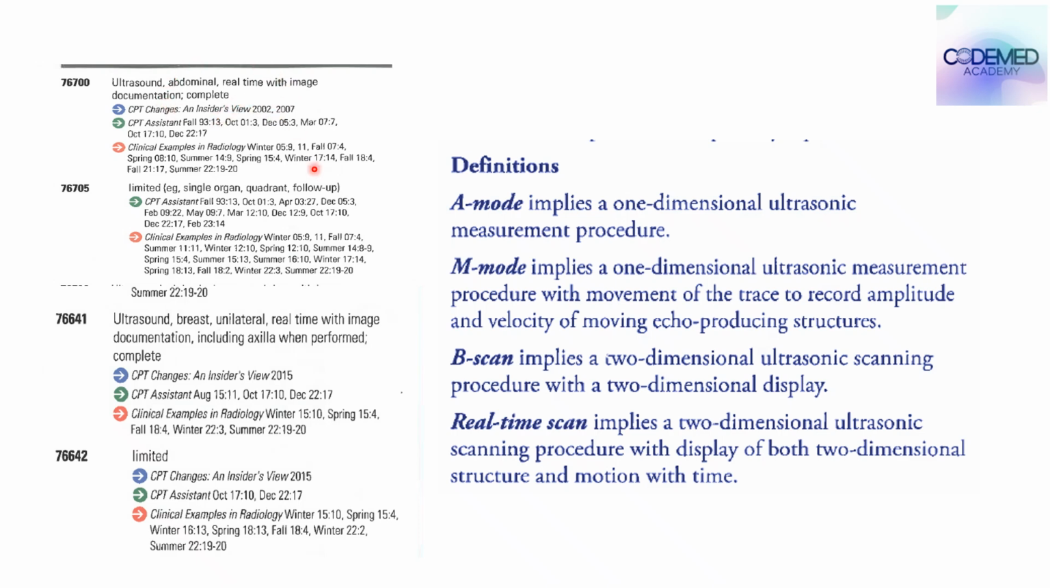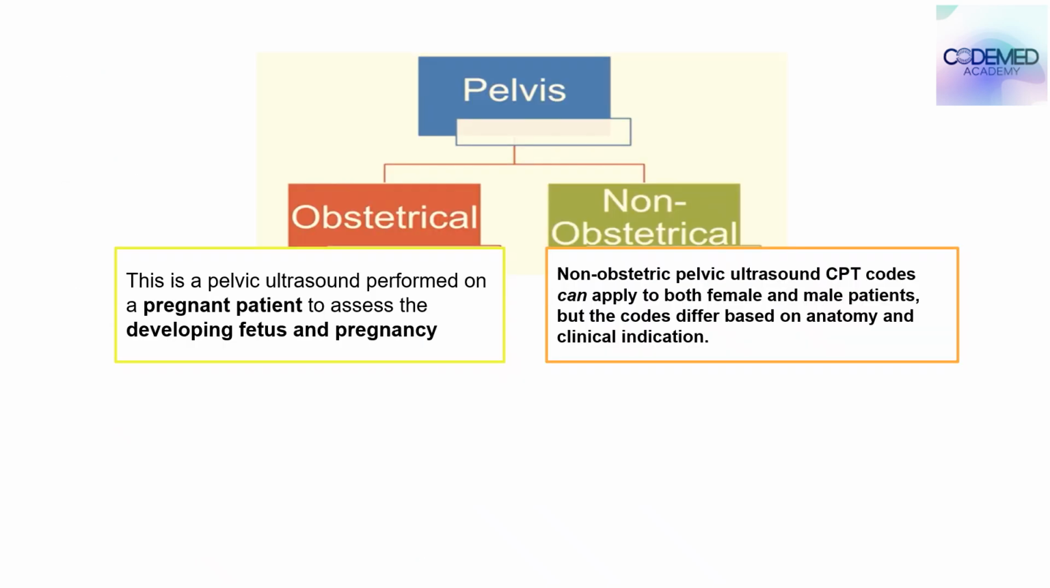Complete means they are seeing a lot of different organs like liver, gallbladder, and stomach, and they have also mentioned the mode. It's real time here. Now, most of the ultrasounds we have seen, they either talk the language of complete, limited, and A-mode, and B-scan and real time scan.